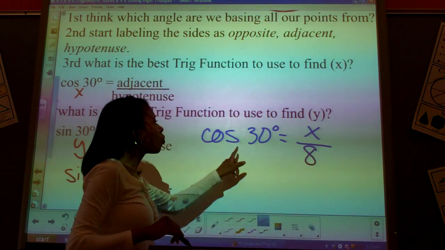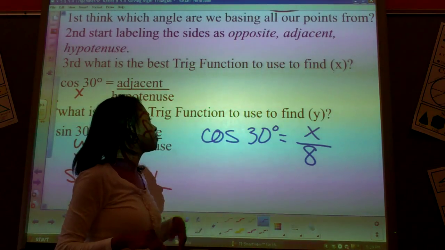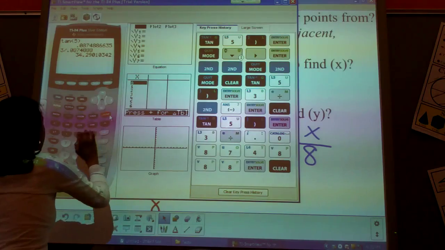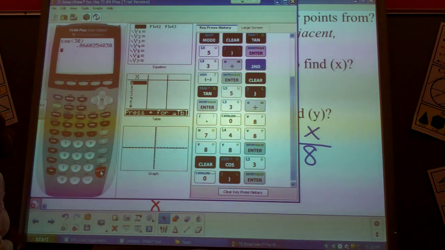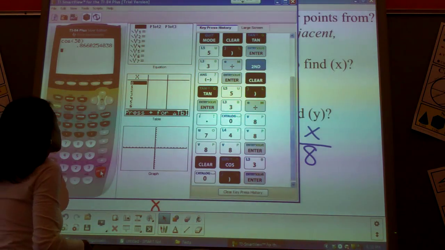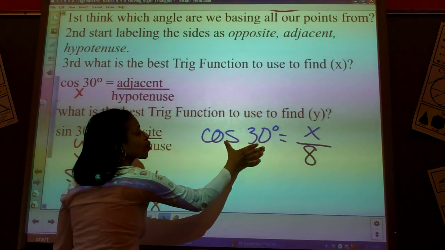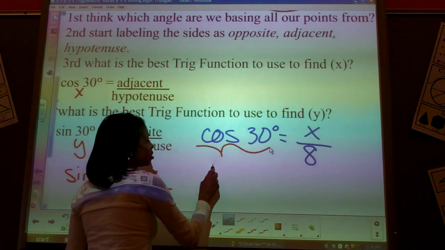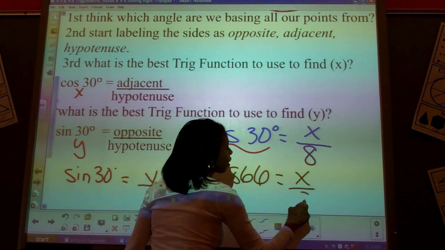Over 8. Remember, cosine 30 like tangent is going to be what value? Okay, just put it in your calculator. The cosine of 30 degrees gives us some number. You put that right in there, 0.866025. Okay, so I come in here. I have a real number for this now. Okay, this is going to be 0.866 equals x over 8.